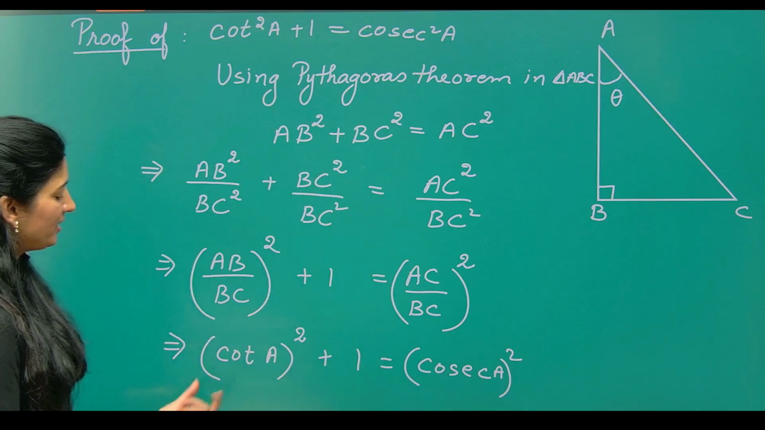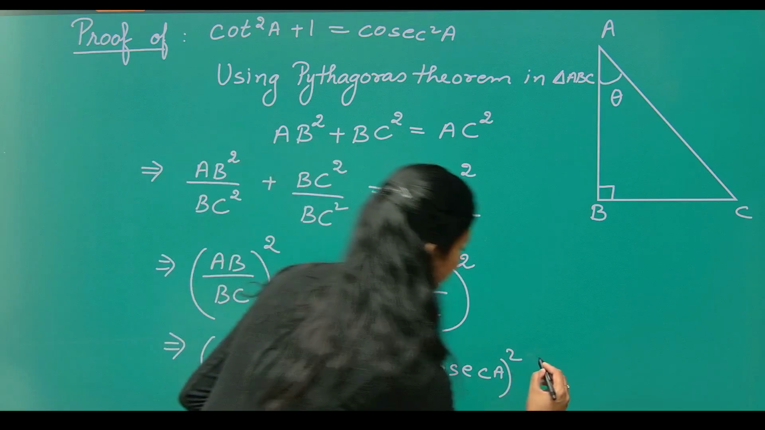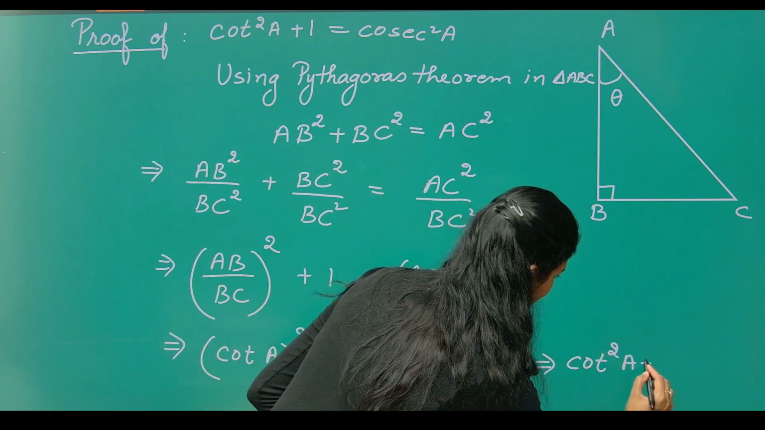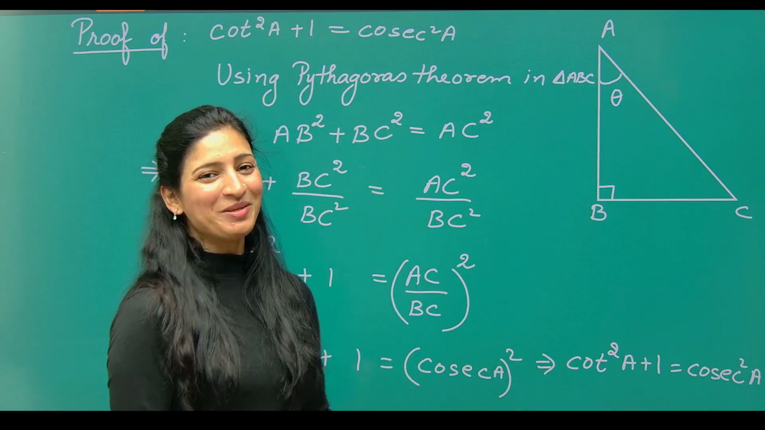So, here is the result. Cot²A plus 1 is equal to cosec²A. So here is the simple proof of this identity.